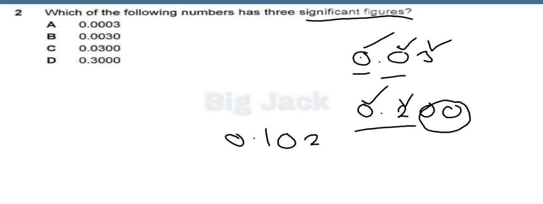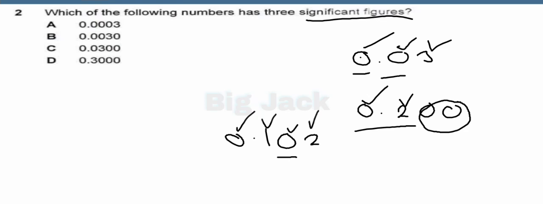So try to pause the video and find how many significant figures we have here. Okay, so this 0 here on the right hand side is covered by the whole number, meaning it is going to be a significant figure, unless it is not covered by the whole number. So how many significant figures do we have here? We have 1, 2, 3, 4. So we have 4 significant figures.